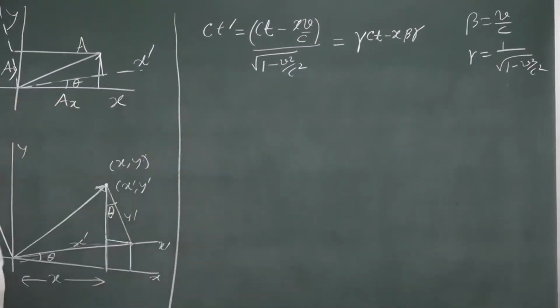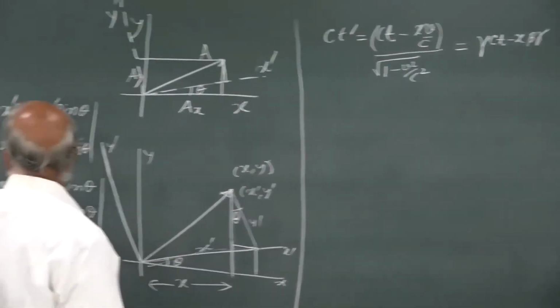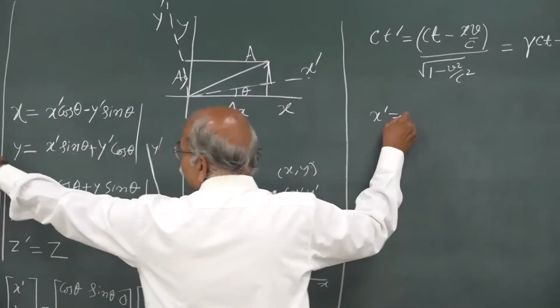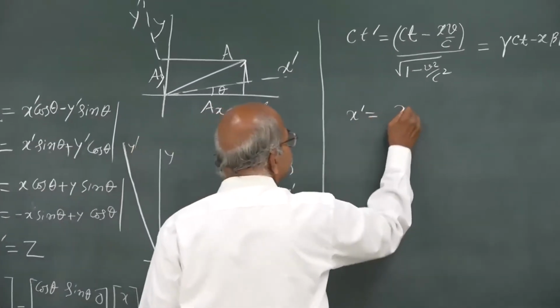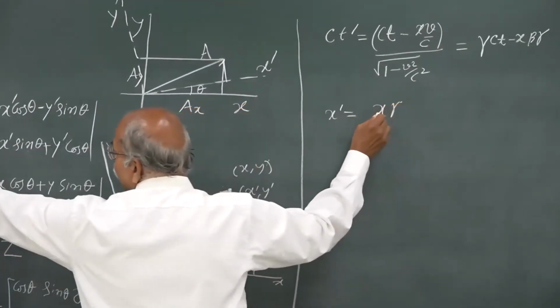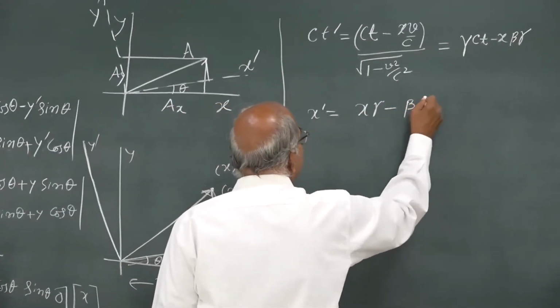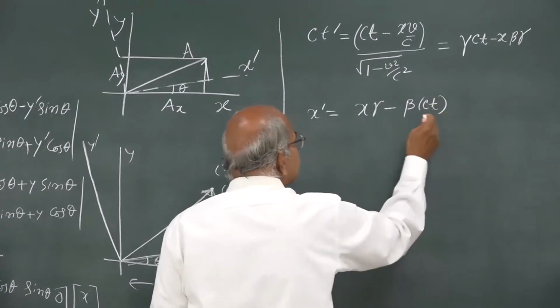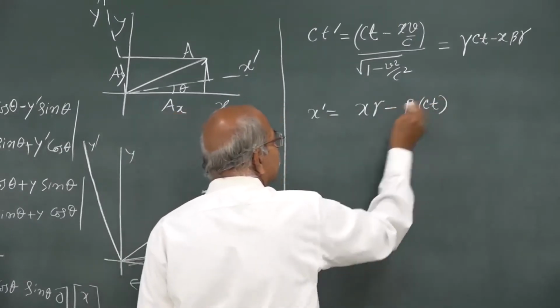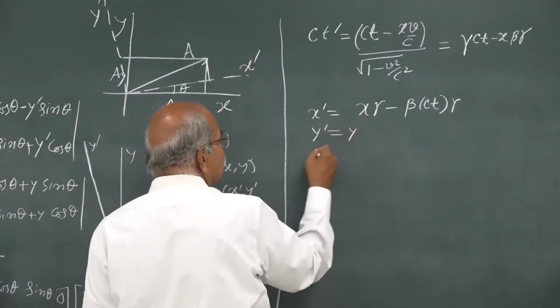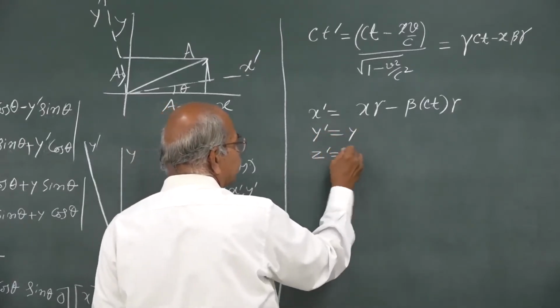Ct prime is this. Then x prime. X prime is equal to x gamma minus beta into Ct. This is v by C, so this becomes minus Vt, and then gamma. Y prime is equal to y and z prime is equal to z.